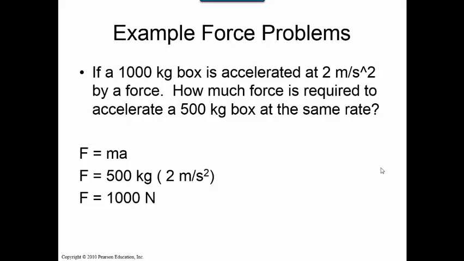So once again, F equals ma, but this time we're going to plug in 500 kilograms for the mass and 2 meters per second squared for the acceleration. The force required would be 1,000 newtons.